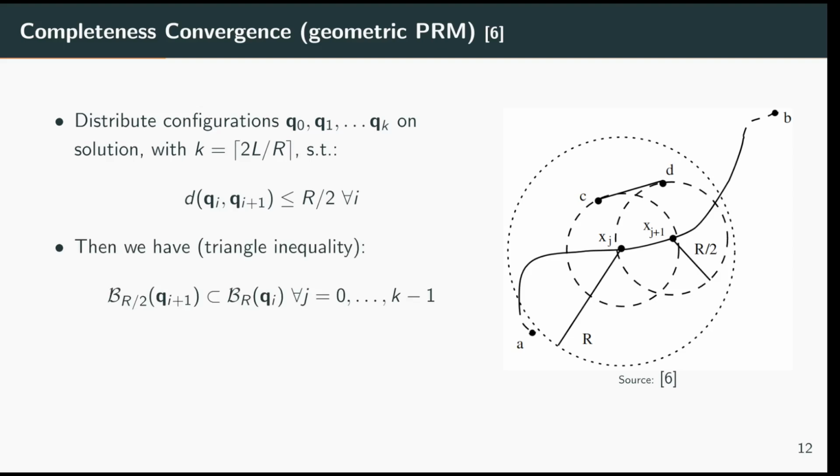Okay, and then we also have a larger circle or ball that has the radius r itself. So this is this one. And then geometrically, what we can see is that every point that is in this ball and the smaller ball is also contained in the larger ball, just as a triangle inequality.